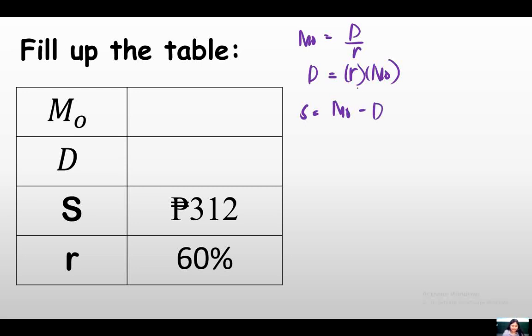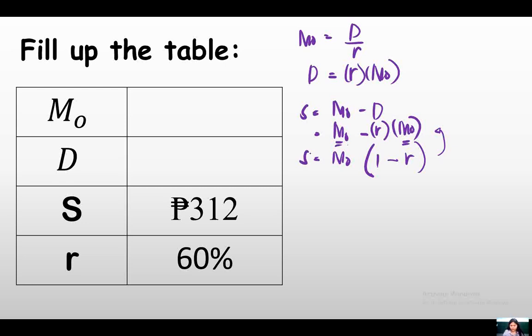Di ba kanina sabi ko sa inyo, class, what is our formula for discount? Rate times the cost price, right? So, we have M sub O minus rate times the cost price. We're just deriving the formula, class. Then, let's factor this out. The common factor is M sub O, right? So, M sub O times the quantity 1 minus R. If we distribute M sub O to the parentheses, we are going to go back here. M sub O times 1 is still M sub O. M sub O times negative R is negative R times M sub O.